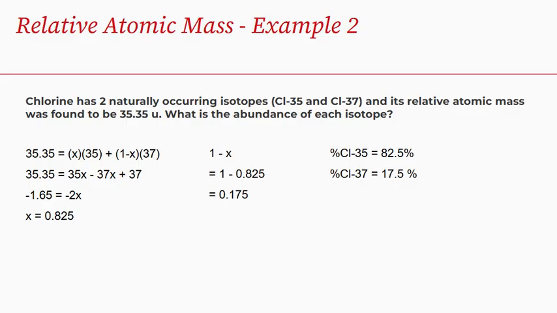Those are the main types of questions you're going to see related to relative atomic mass. So either finding their abundance when you're given the relative atomic mass, or finding the relative atomic mass when you are given their abundance.